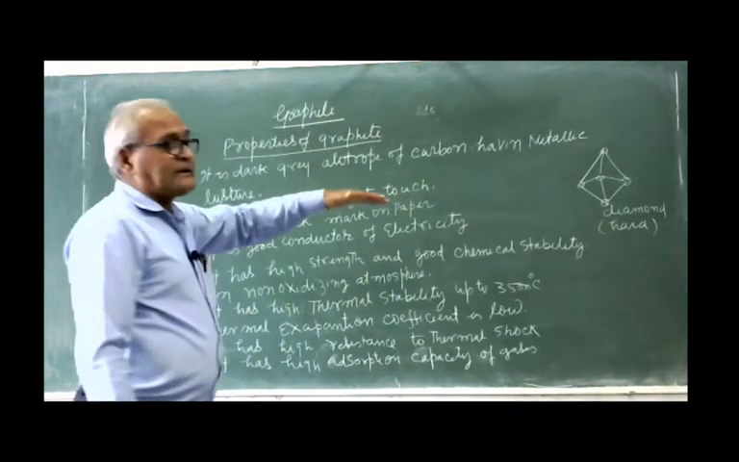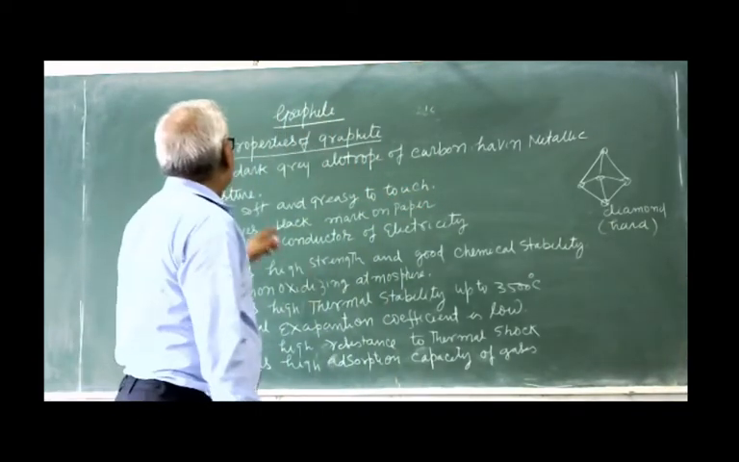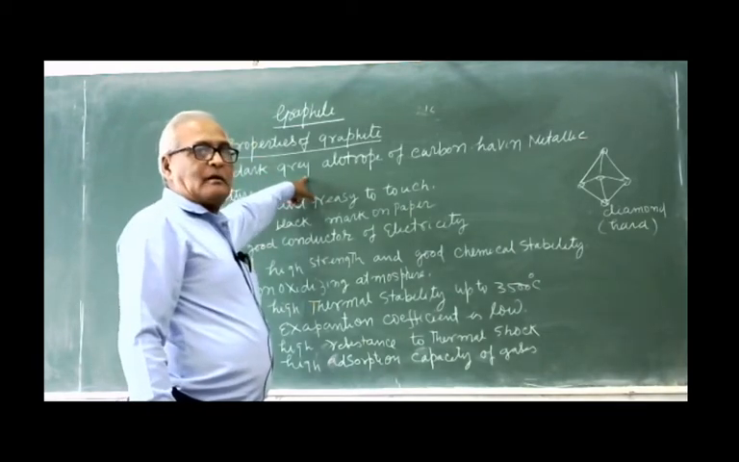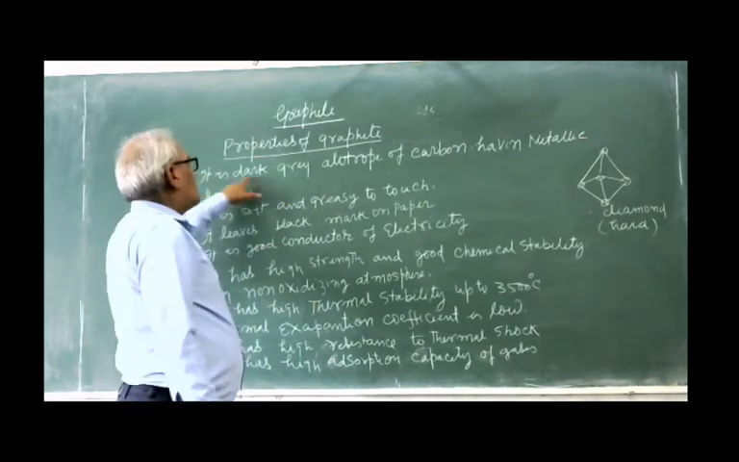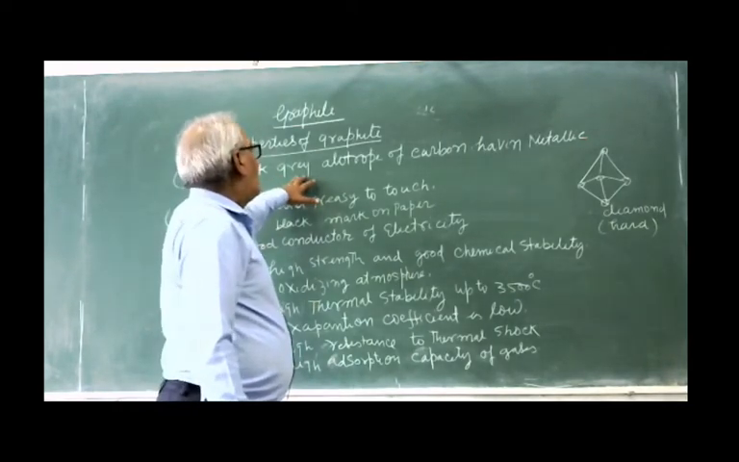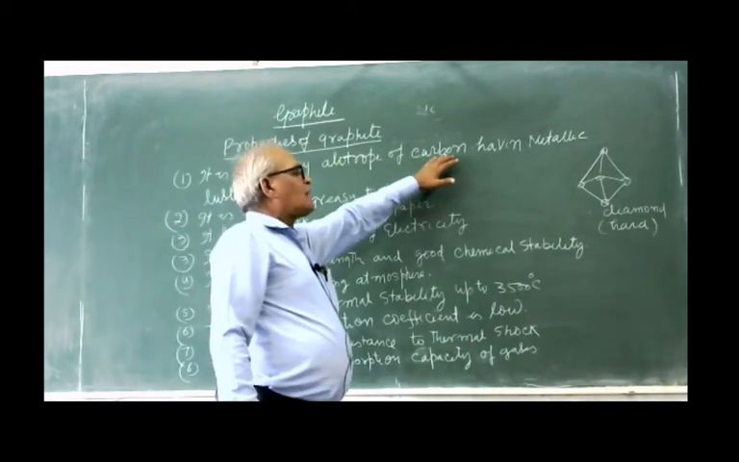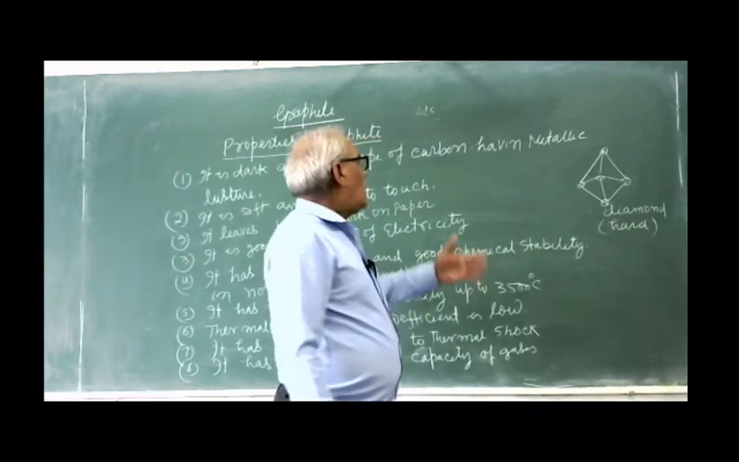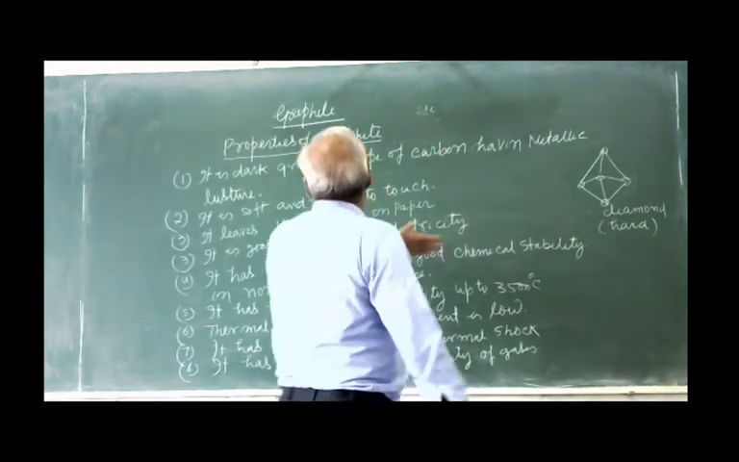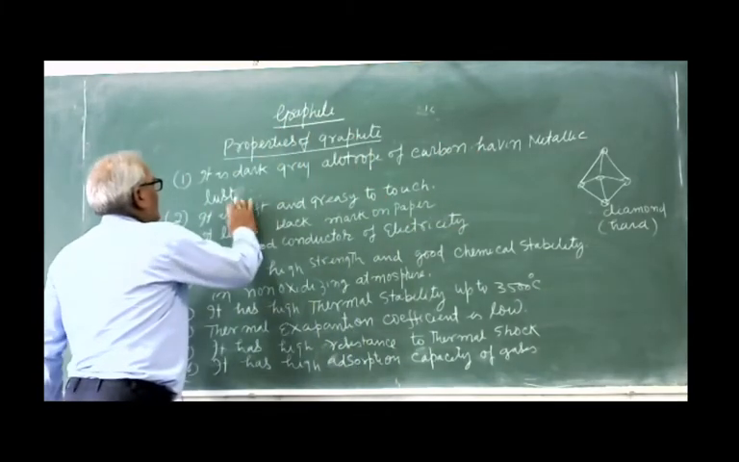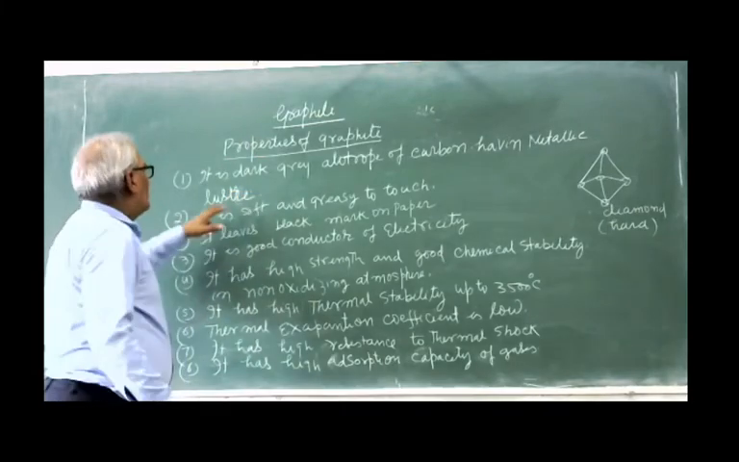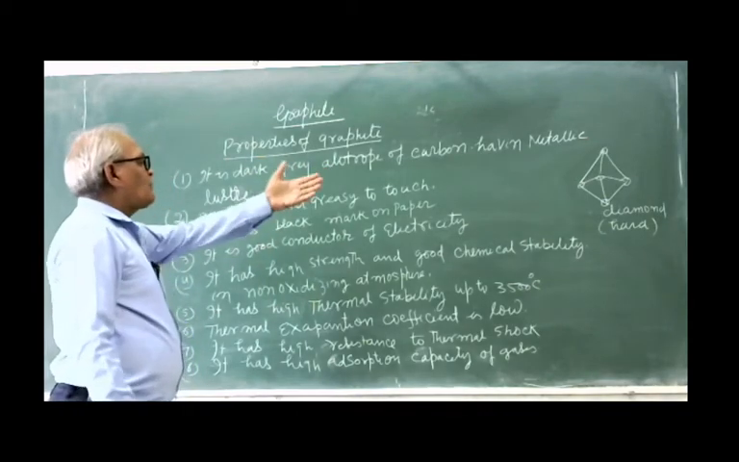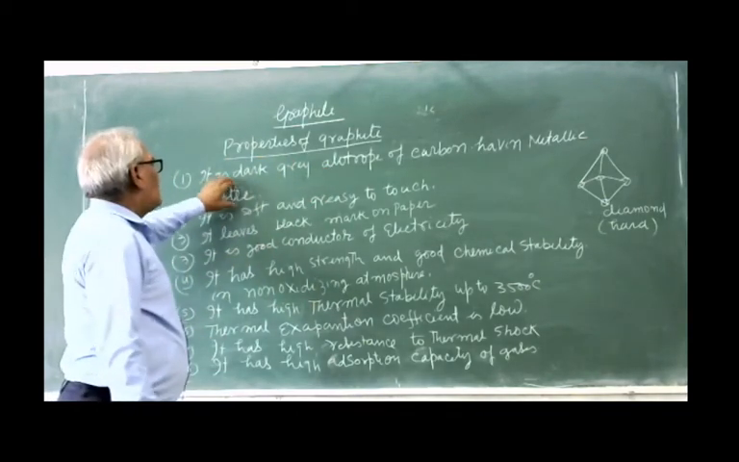So there are some properties of the graphite. This is the color, dark gray color. Graphite has a dark gray color. It is one of the allotropes of the carbon like diamond. But there is a metallic luster. So graphite is a dark gray allotropic form, and it has metallic luster.